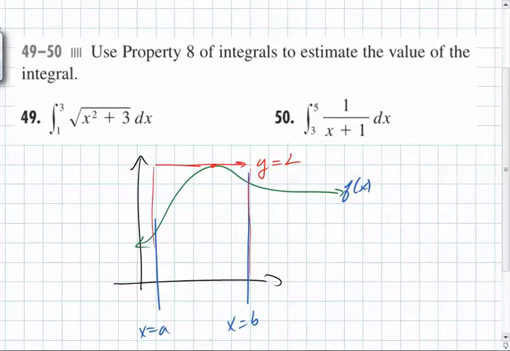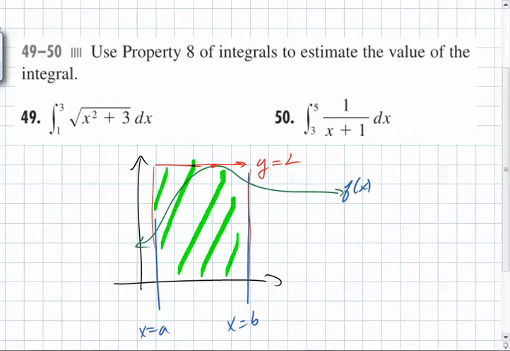Not a square necessarily. You see a box. You see that box over there? What's the area of this box? Tell me what it is. What's the base? And what's the height? L. So that would be the max. That's definitely above, right? The only time it would be equal is if the function itself was a horizontal line.